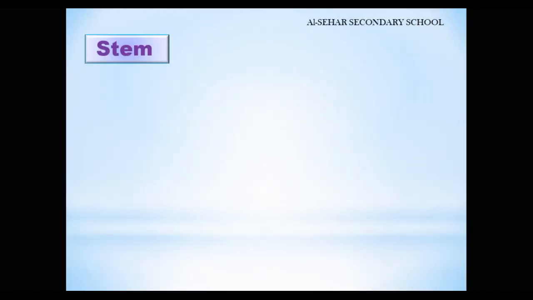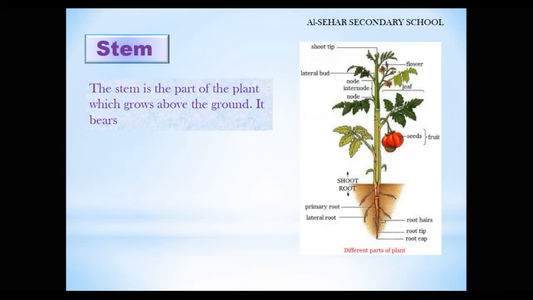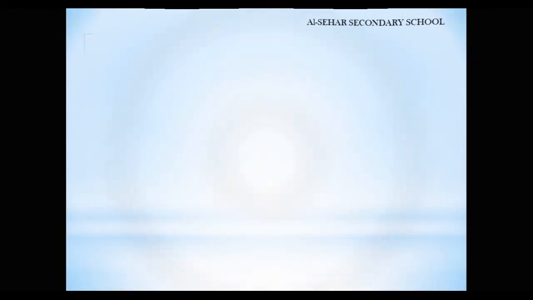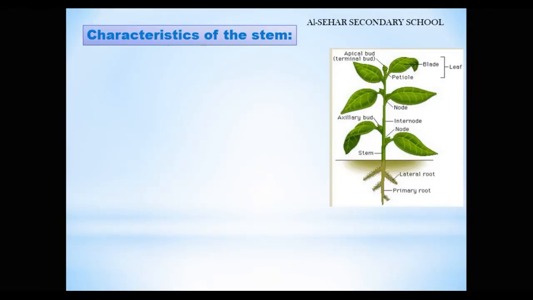Let's learn about stem. The stem is the part of a plant which grows above the ground. It bears leaves, buds, flowers and fruits.